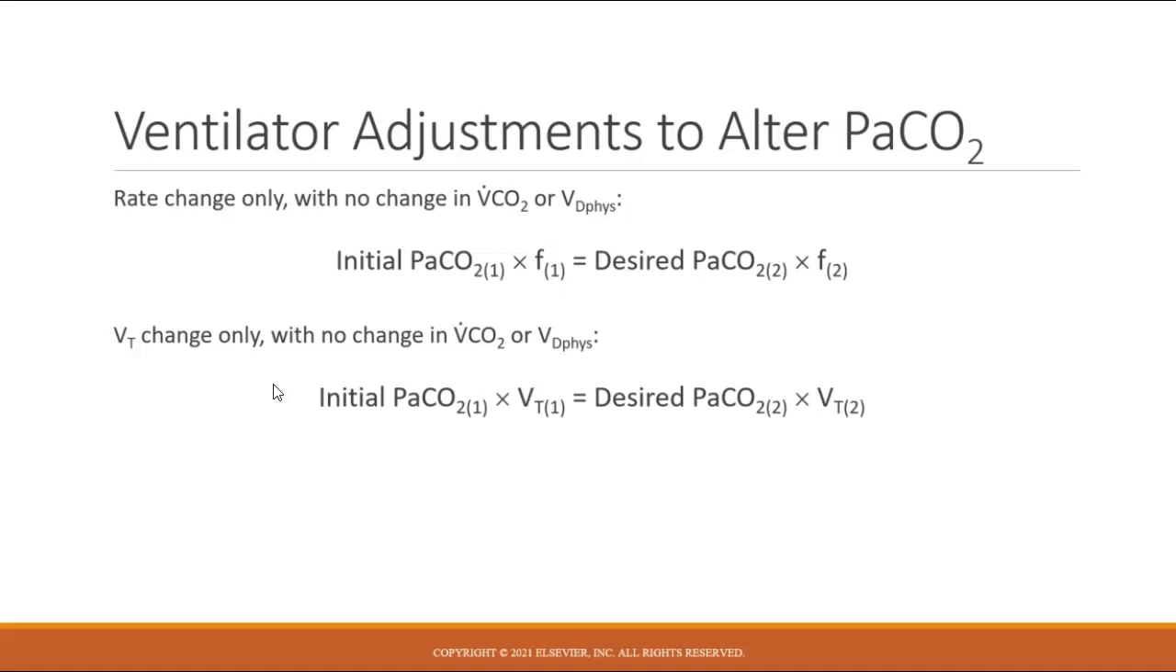So if I want to calculate this out, I can take my initial CO2, multiply it by my initial frequency, and that should equal my desired CO2 at my new frequency. We can do this calculation together in lab, but that's how you can make this prediction, same thing with tidal volume. That's how you can make these predictive changes.